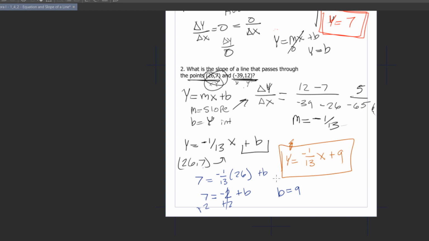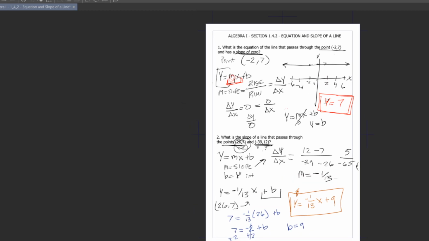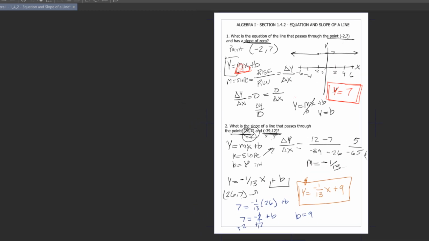Hopefully, again, that one made sense. What were the steps that we took for this question? We have our 2 points. We have our standard format, y equals mx plus b. After that, we solve for slope using the 2 points. Slope is equal to delta y over delta x, so the rate of change in y divided by the rate of change in x. We solve for slope being negative 1 over 13.